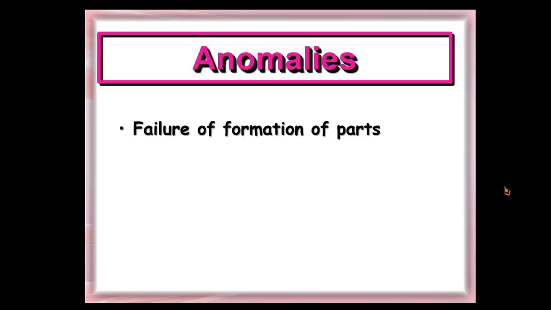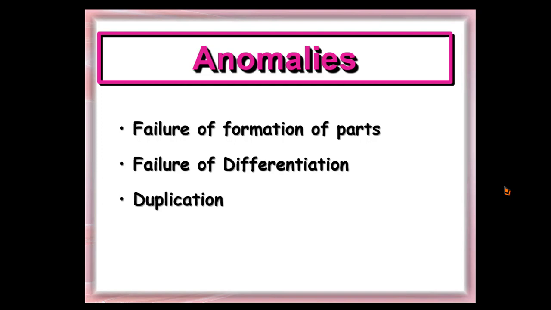Then we will talk a little bit about the anomalies of the limb. And we can summarize the anomalies in the following: either failure of formation of parts of the limbs, or failure of its differentiation, or duplication, or undergrowth. So for failure of formation of parts of the limbs, we could have amelia.